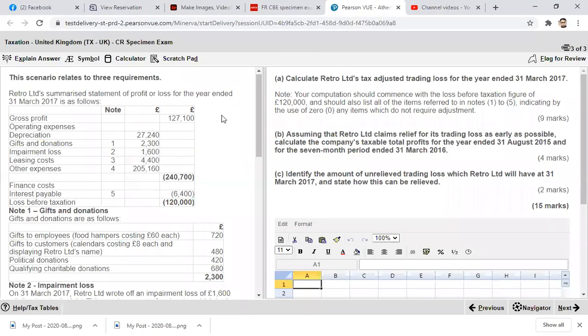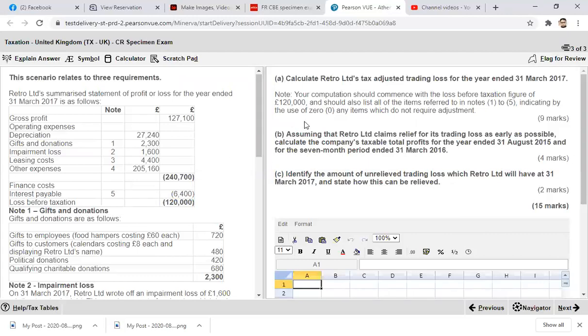Hello students, in this video we'll be discussing the computation of corporate tax for the ACCA TX exam. So let's move to the requirement first. The first requirement says to calculate Retro Limited's tax adjusted trading loss for the year ended March 2017. Your computation should commence with the loss before tax figure of 1,20,000. It has been given there.